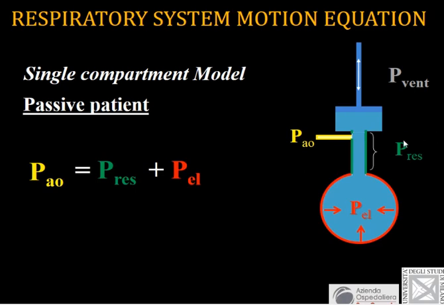One is the resistive pressure, the pressure which the ventilator has to overcome to generate the flow and to push the flow through the endotracheal tube and the airways. And then we have an elastic pressure, which is the pressure that the respiratory system generates in response to the volume change we are applying. So at any time, it is important to keep in mind that the pressure we read on the ventilator is just the sum of these two pressures.